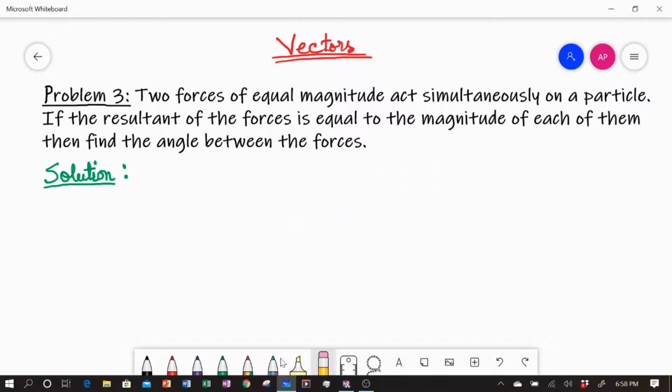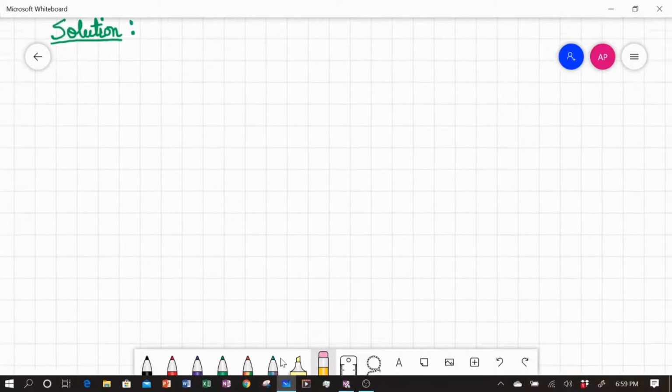In this video, I will discuss another problem on vectors. So here the question is, two forces of equal magnitude act simultaneously on a particle. If the resultant of the forces is equal to the magnitude of each of them, then find the angle between the forces.